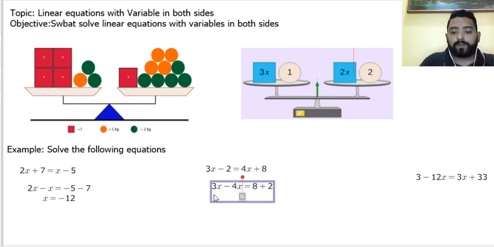Now, 3 minus 4 is negative 1x. Remember the properties for integers. And 8 plus 2 is going to be 10. Now remember, you can have the variable as a negative. So we are going to divide both sides by negative 1.